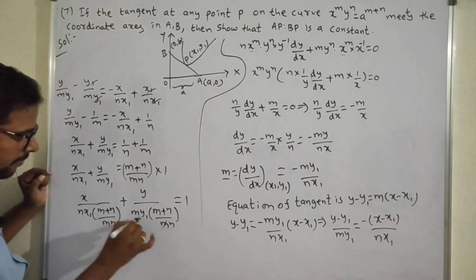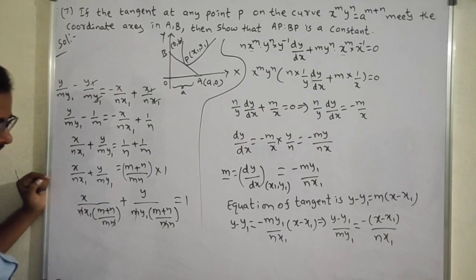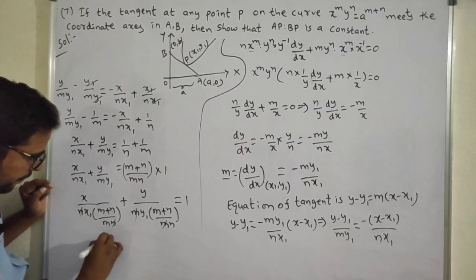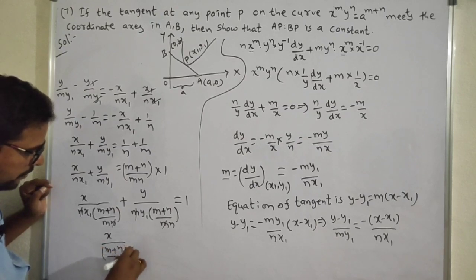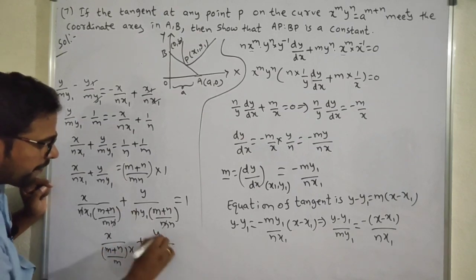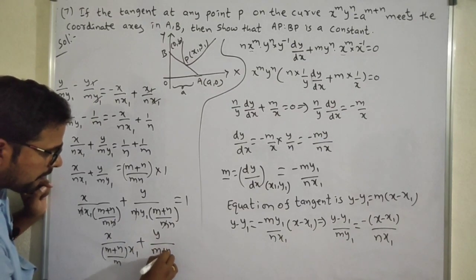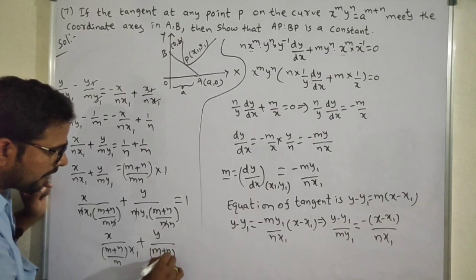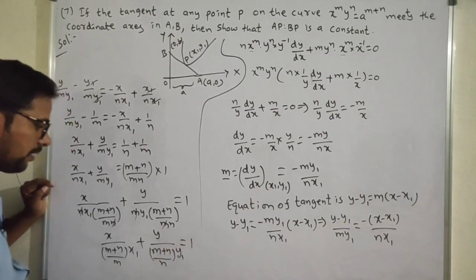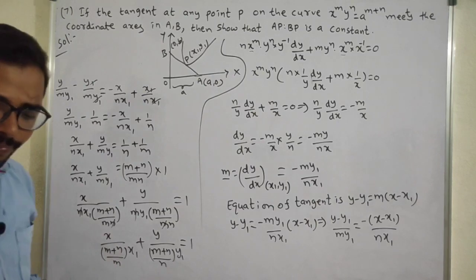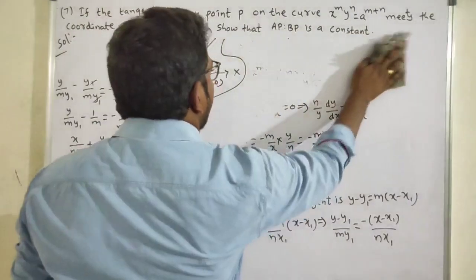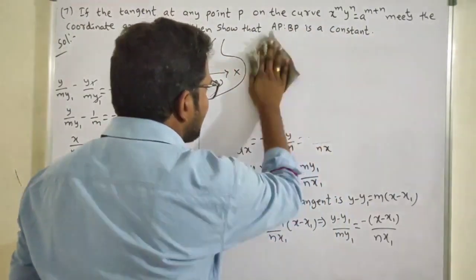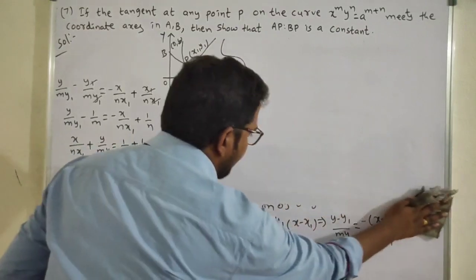Here m and m get cancelled, n and n get cancelled. So remaining we have x by (m plus n) by m into x1, plus y by (m plus n) by n into y1 is equal to 1. So now it is in the form of x by a plus y by b is equal to 1. Now it is in the intercept form, so we can find the intercepts. The x-intercept is a, the y-intercept is b.